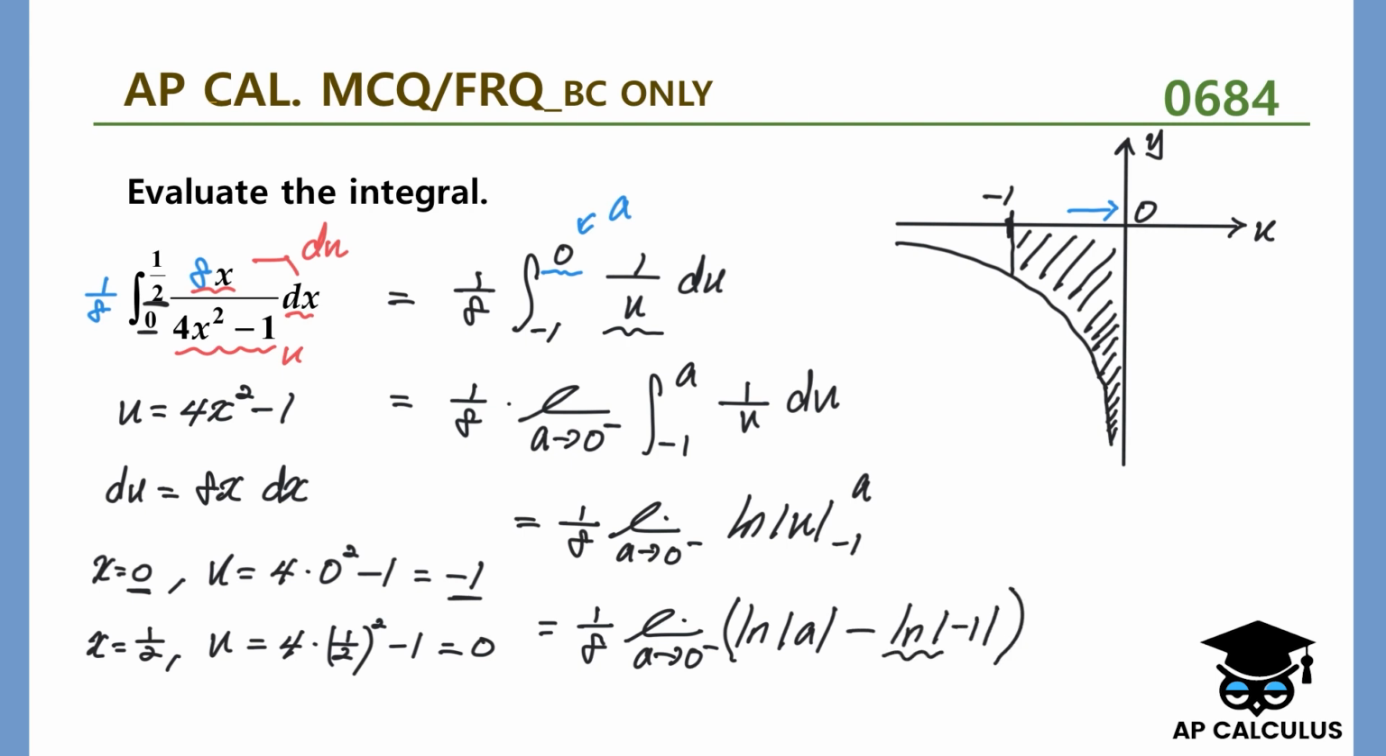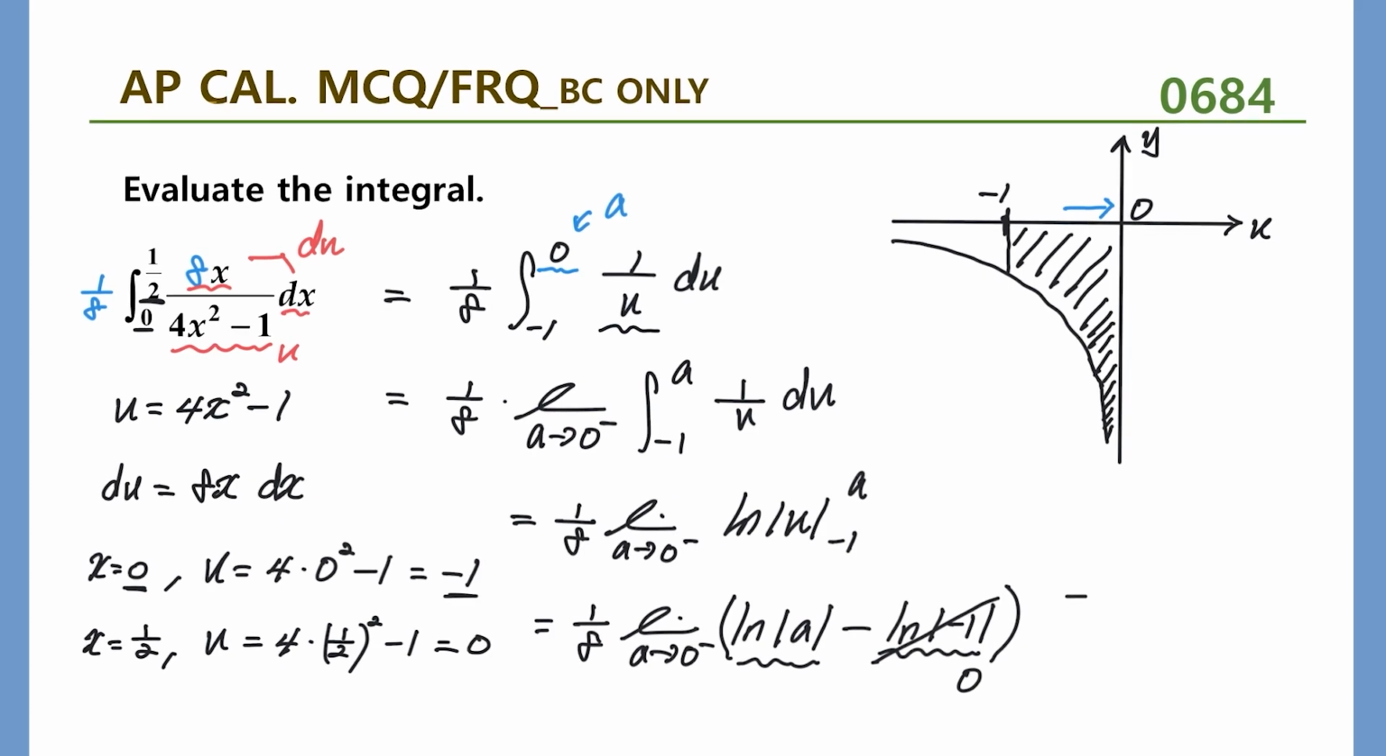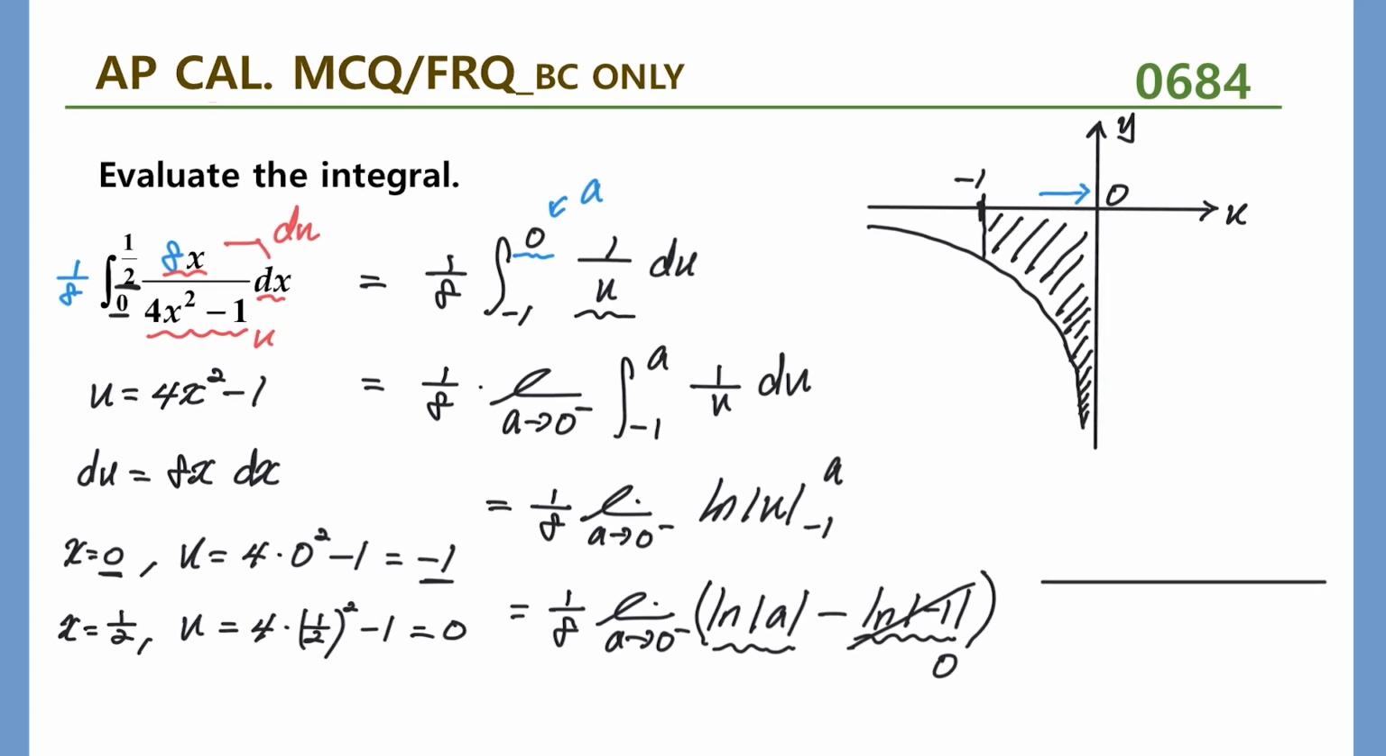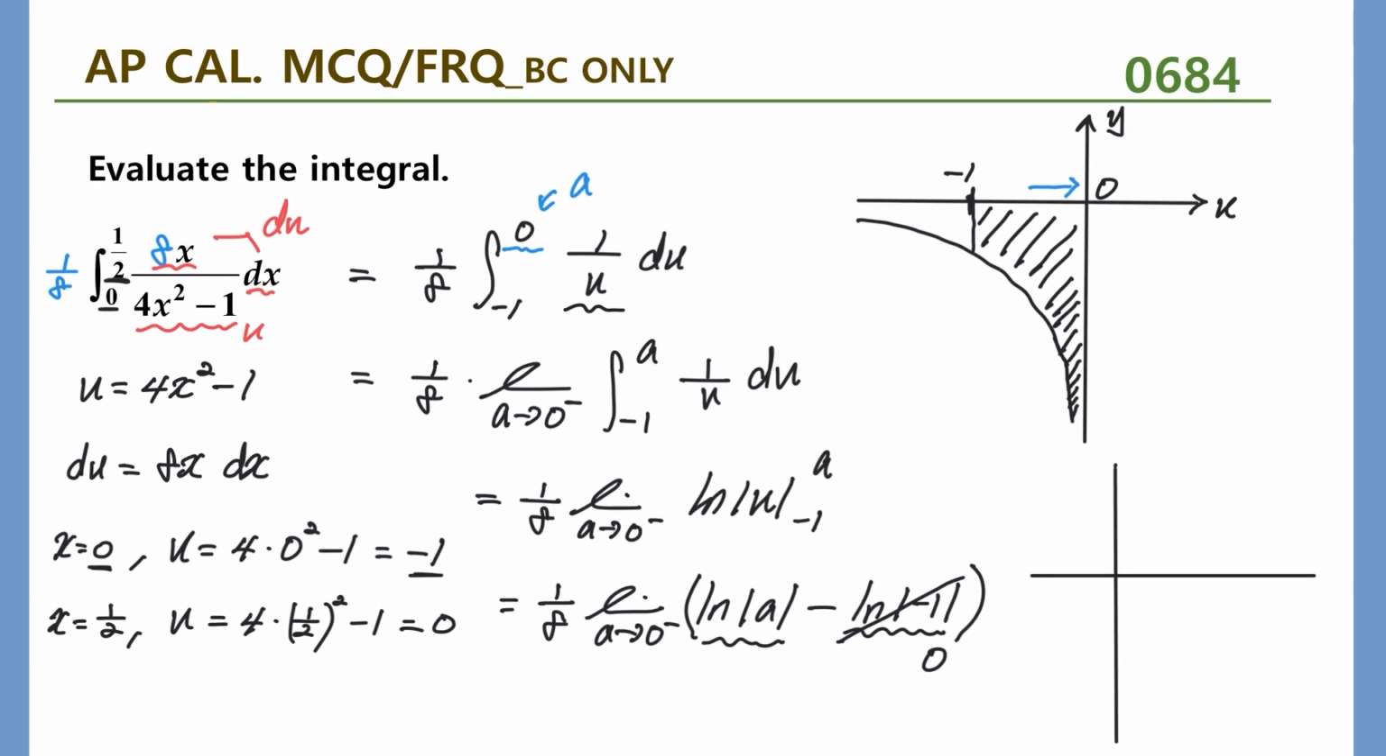This is natural log of 1, and natural log of 1 is equal to 0, so this is just a 0. What's this value right here as a approaches 0 from the left-hand side? Think about this. If we graph natural log x, here's the x-axis, here's the y-axis, the graph of natural log looks like that, right?